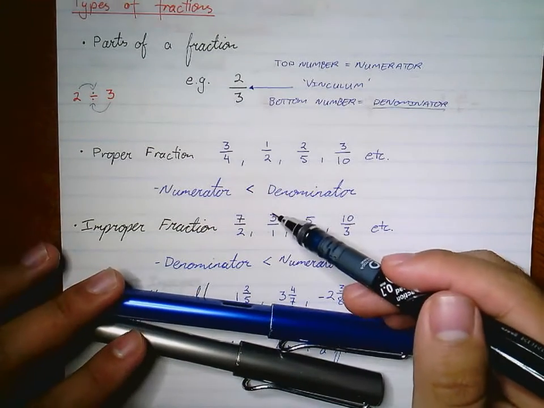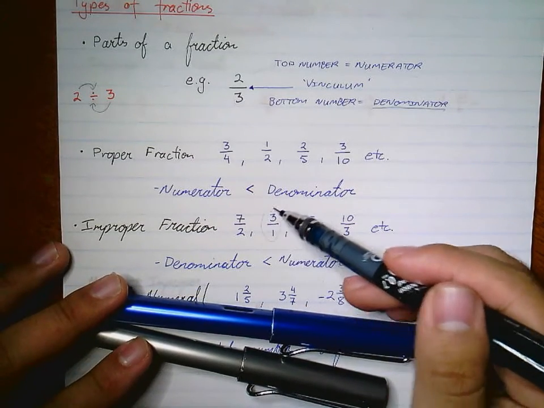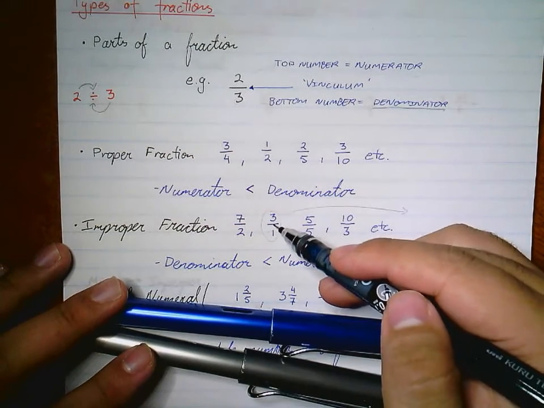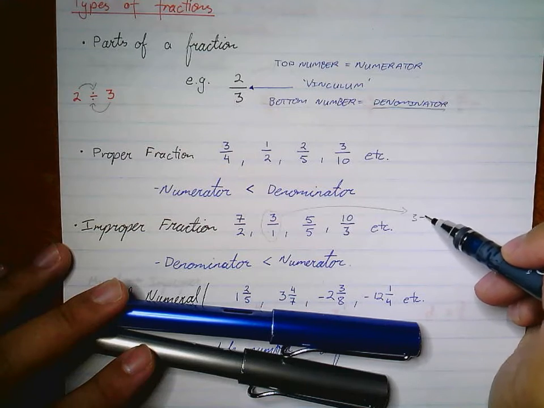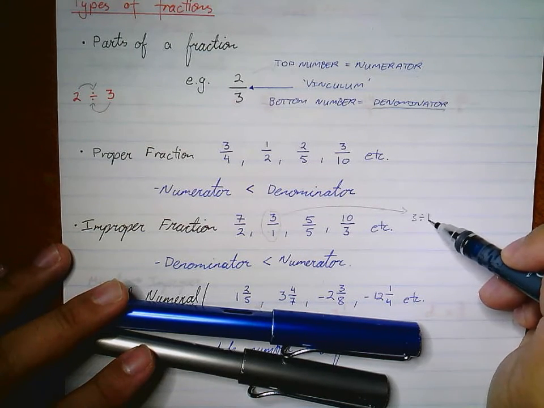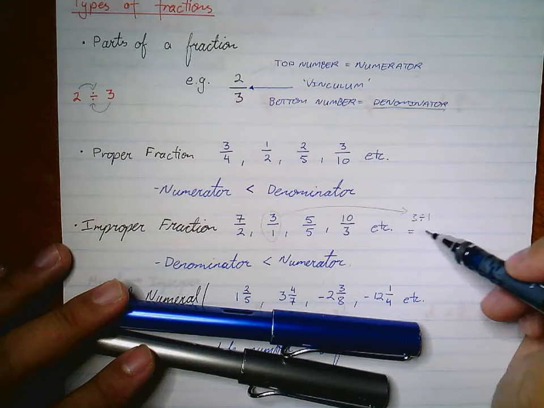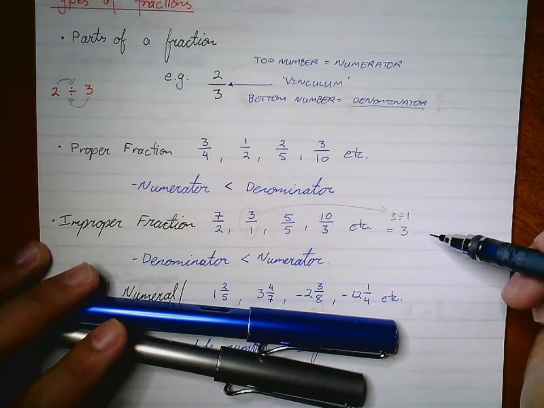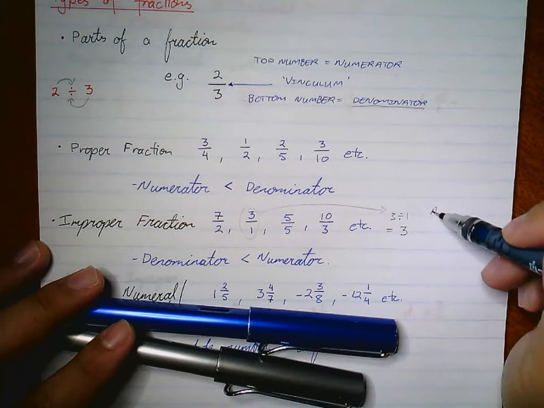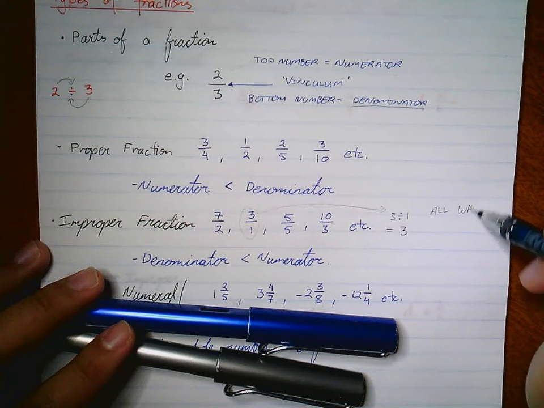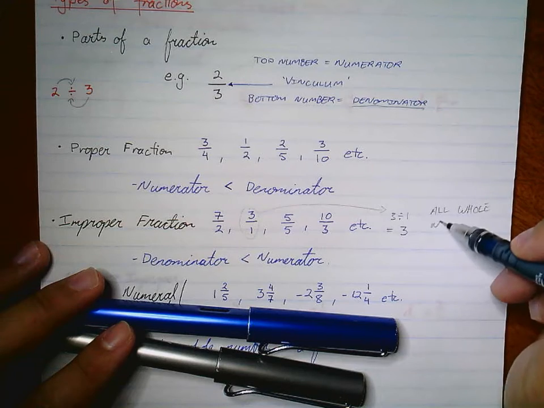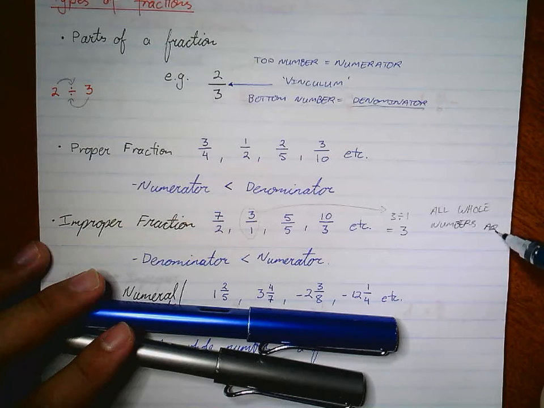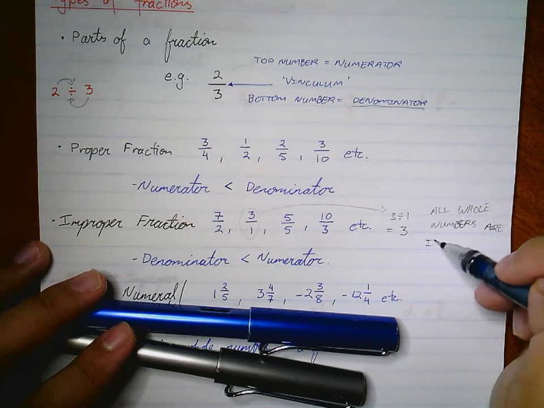I'd like to draw your attention to this example. I'm going to draw it out here. If you take a look, that is 3 divided by 1. So 3 divided by 1. Well, that's actually 3 as a whole number, which leads us into the idea that all whole numbers are actually improper fractions.